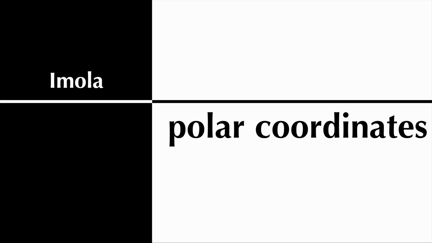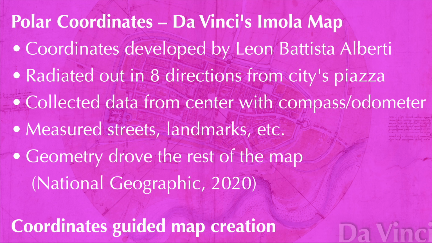One of the key elements of it, its importance, is the use of polar coordinates. Polar coordinates were developed by the Italian humanist Leon Battista Alberti. In this case, the lines that were drawn through the map of the city radiated out in 8 directions from the city's piazza, which was in the center. I'll talk about this a little bit more going forward.